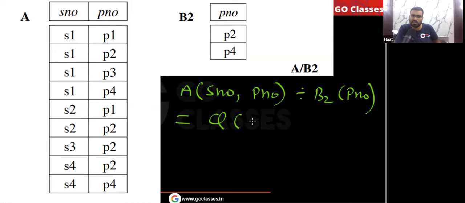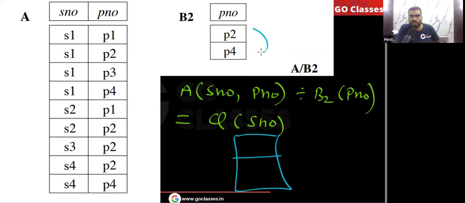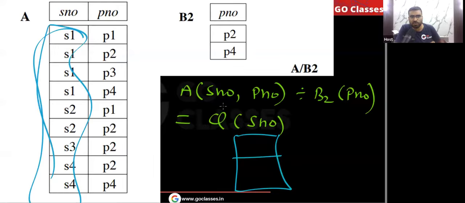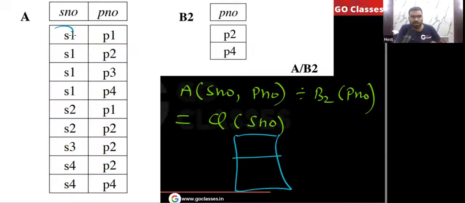Okay. The result will have S number. You already know the result will have S number. In the result, what will you have? Those S numbers which pair with every B2 value. Yes or no? So you can see those S numbers which pair with P2 and P4. So I can say there will be S1 with P2 P4, there will be S4. These will be there. Yes or no? S1, S4, these will be there.